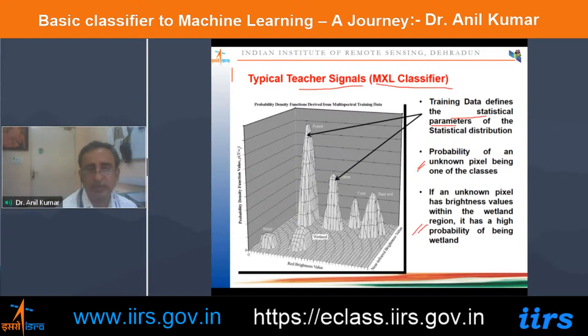Since MXL works on probability, if we have the training data, we can find out the probability of each class, and once we have an unknown pixel, we can find out its probability for each class using the training data for a class. If it is maximum, that unknown pixel is labeled to that class.